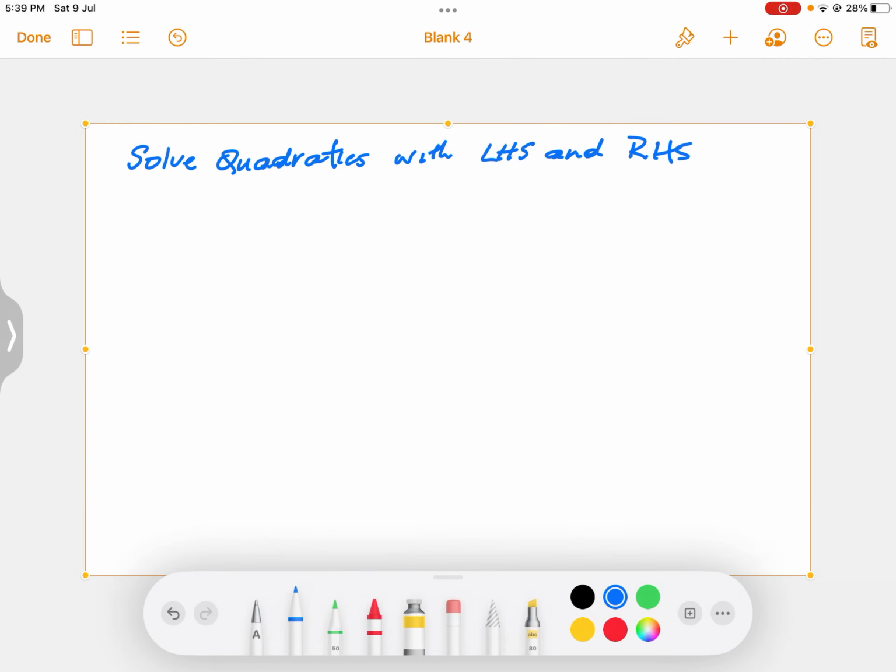I'd like to look at solving some quadratics when you have a left-hand side and a right-hand side to start with. So let's have a look at what I'm talking about here. Let's say we're asked to solve k squared minus 6 equals negative k. So here we have a quadratic equation because we've got a squared term. This sort of indicates a quadratic equation.